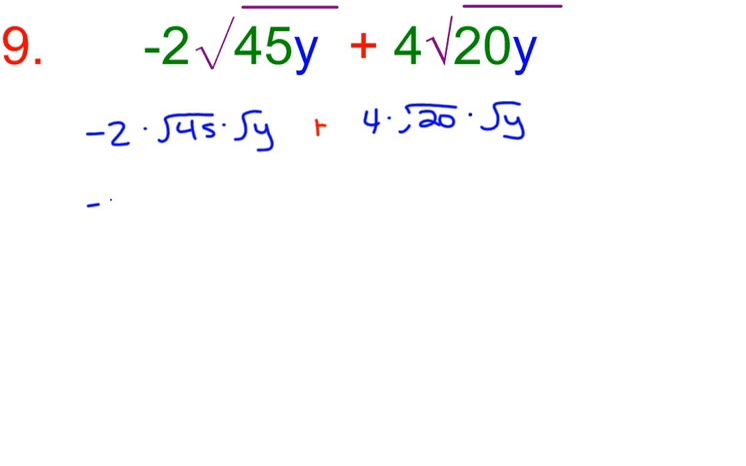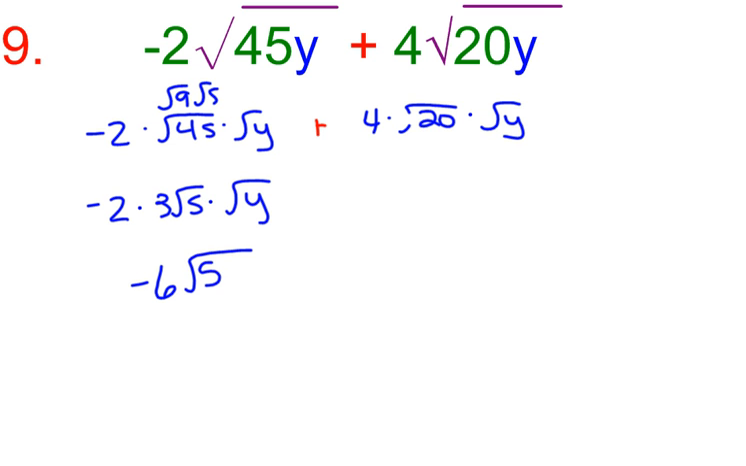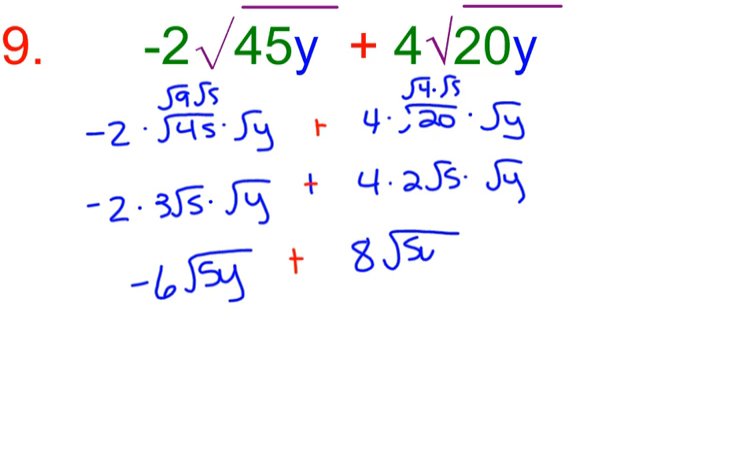As I break down 45, I'd use 9 and 5. So I'd have negative 2 times 3 root 5. And root y doesn't break down again because the exponent is smaller than the index. So when I multiply my outside numbers, I get negative 6. And then when I multiply into the square root, I get root 5y. So same thing on the other side. I'm going to break down the square root of 20 and then use 4 and 5. So I'd get 2 root 5. And the square root of y does not break down anymore. So I have 8 root 5y.